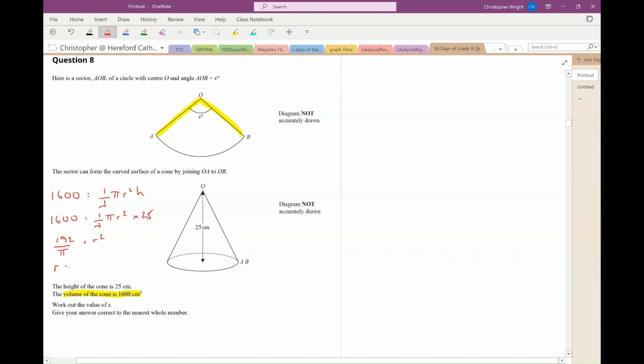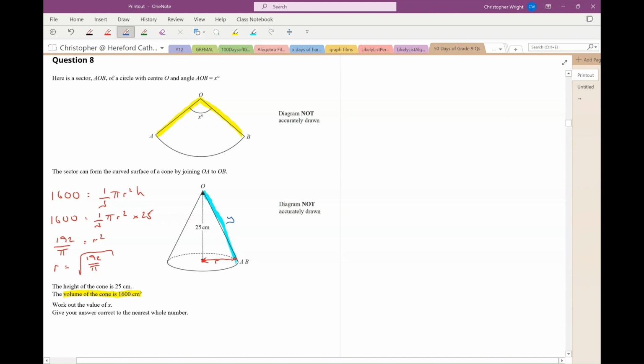So r is the square root of 192 over pi. Right, so that means that I know that length there, which means that I can find the length from O to A by using Pythagoras. Let's call that y for a moment.